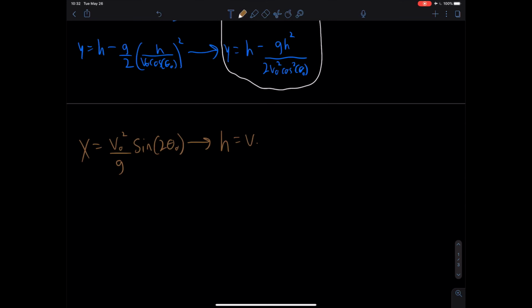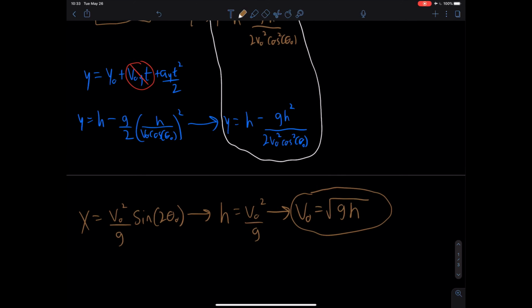And then we get v naught squared over g. But what about this sine 2 theta? Well, our theta was 45 degrees. 2 times 45 degrees is 90, and sine of 90 is just 1. So we just have this expression here. And so if we solve for the initial velocity, we can multiply both sides by g and then take the square root. And so our initial velocity is root g times h, and that is the minimum speed at which we must throw apple 1 for it to reach the horizontal position h and collide with apple number 2.